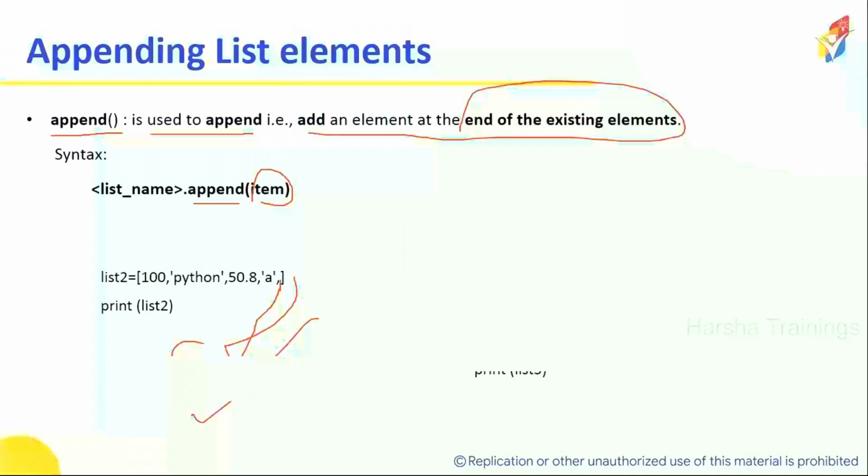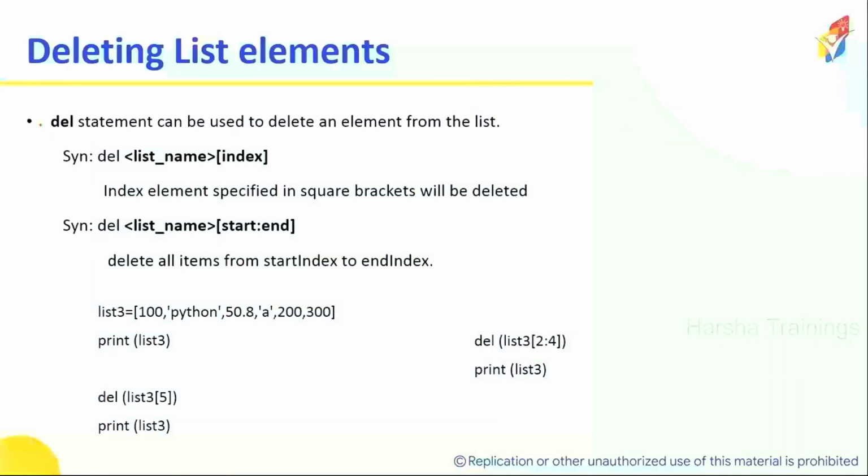Now, next one is deleting. In order to delete, we use a keyword called del. The del statement can be used to delete elements from the given list. I can delete one element, or I can delete several elements. Here, del is a keyword, then the list object name followed by the index. Now, look here: del list3 of 5. What is the meaning of del 3 of 5? Fifth index: 0, 1, 2, 3, 4, and 5. This 300 will be deleted. This is deleting a single element.